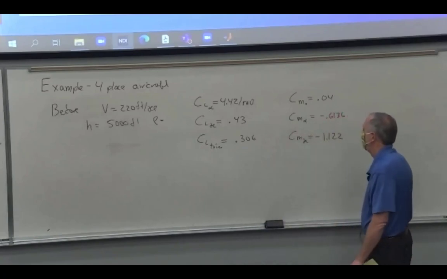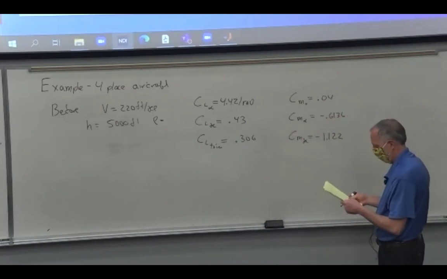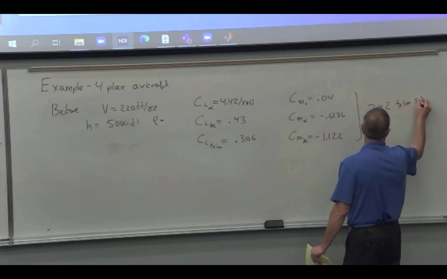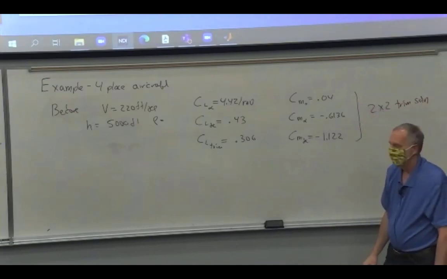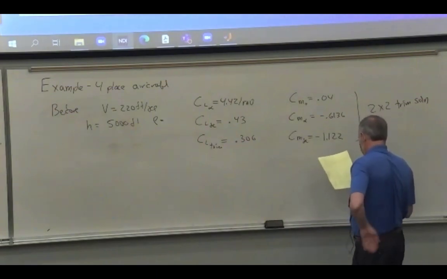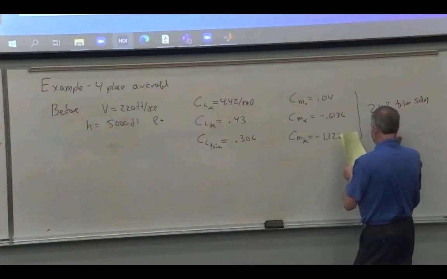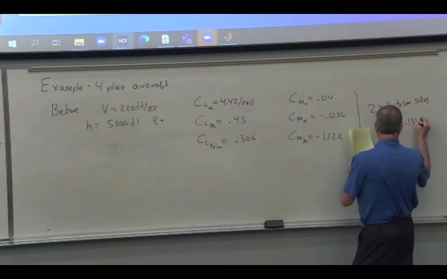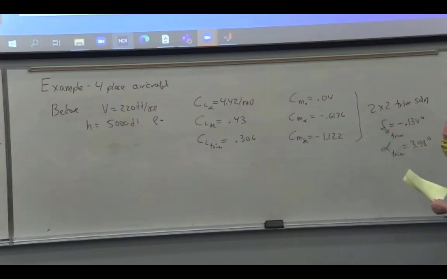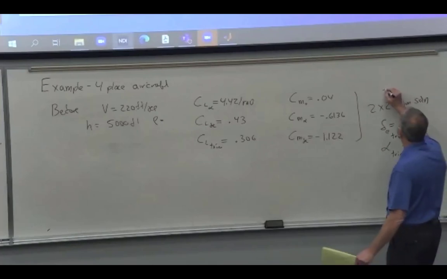CM delta E. And in fact, this was the data that we used to solve the 2x2 trim solution for the airplane. And so from the example we did before, we got an elevator of minus 0.134 degrees and a trim angle of attack of 3.98 degrees. So that was earlier.